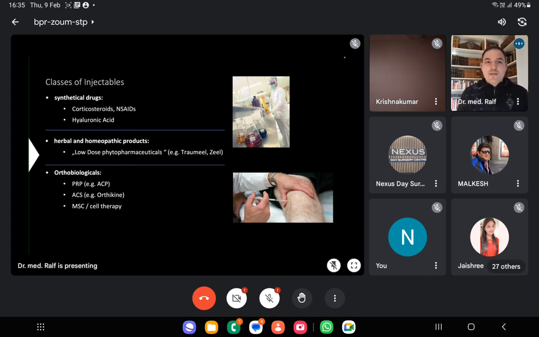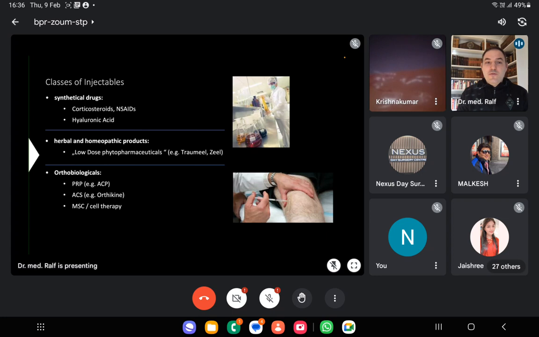So these are all the synthetic built drugs. They are not natural by their content. On the other hand, we do have these homeopathic and herbal drugs that we, especially in Germany, have used for a long time. Nowadays we call them low-dose phytopharmacals. It's like Traumeel or Zeel, so these low-dose multi-component drugs.